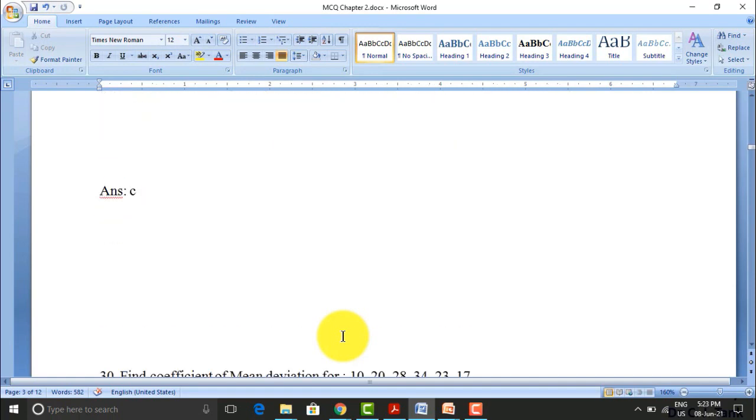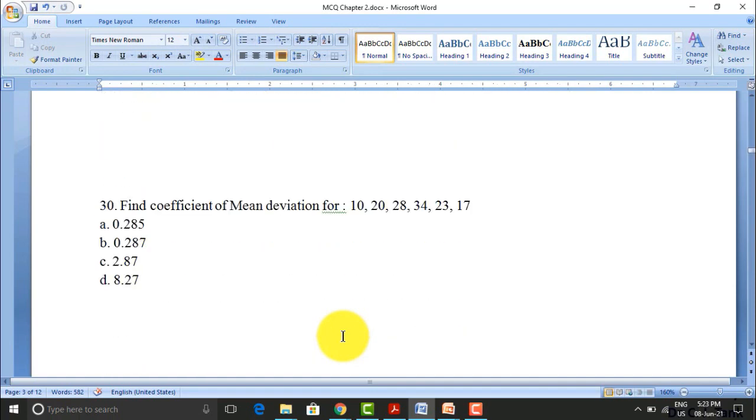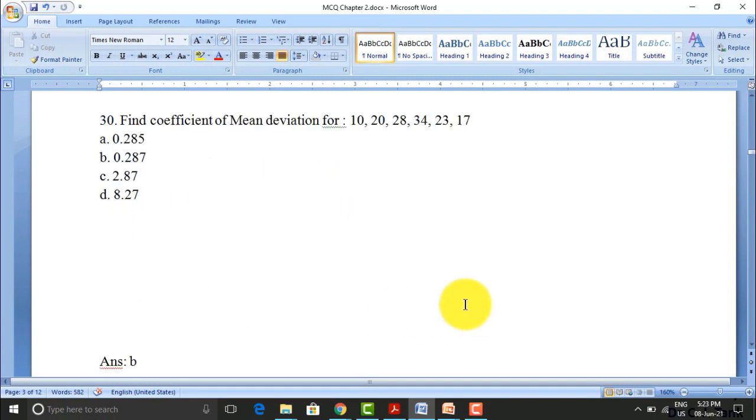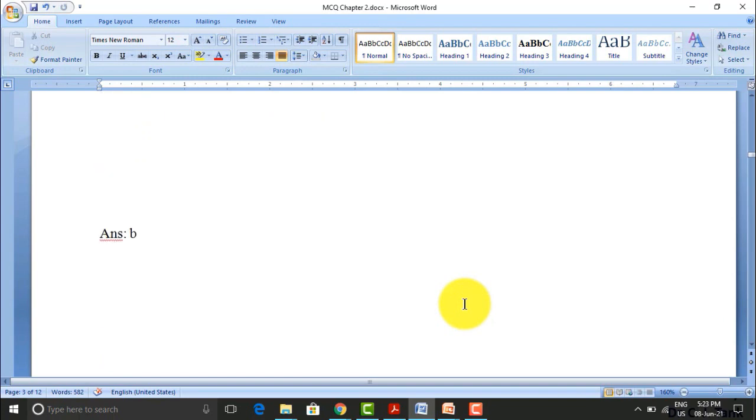Next question, find coefficient of mean deviation for 10, 20, 28, 34, 23 and 17. Here the options are 0.285, 0.287, 2.87 or option D, that is 8.27. Here the correct answer is B, 0.287.